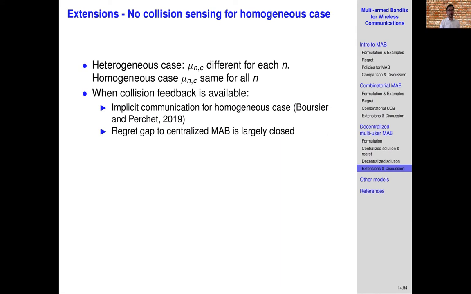So for this homogeneous case, it is known that collision feedback can be used for implicit communication, so that users can coordinate in order to achieve a good regret with a gap to centralized largely closed. So the regret they can achieve is as good as the centralized case, not just in terms of the time order, but also in terms of the constants that multiply the time order.